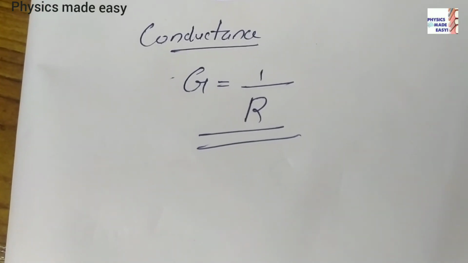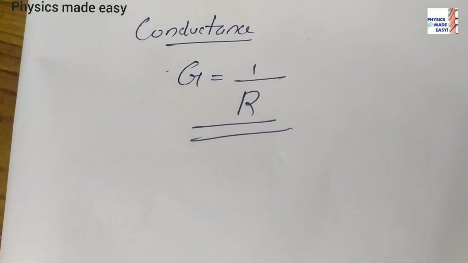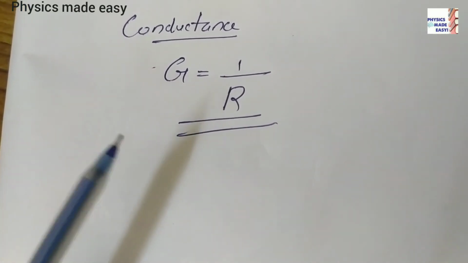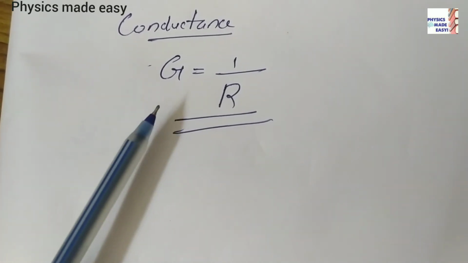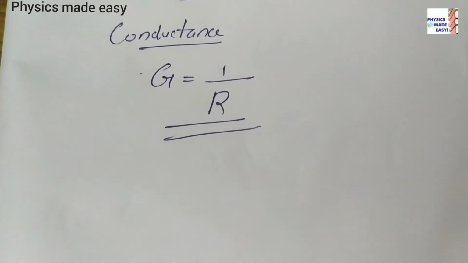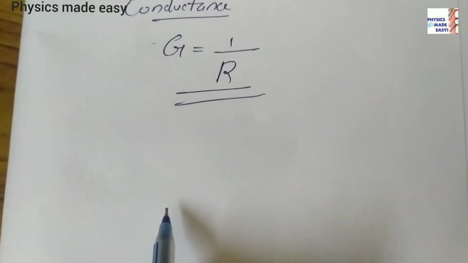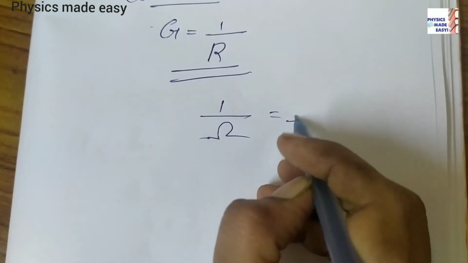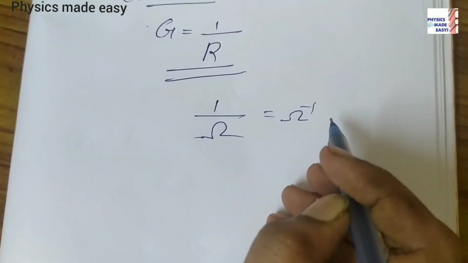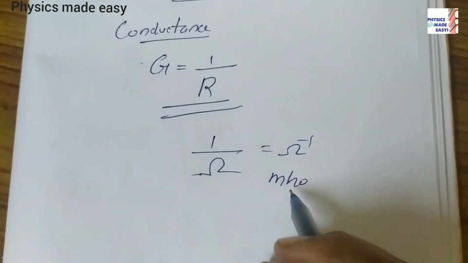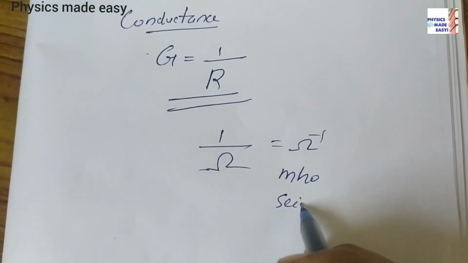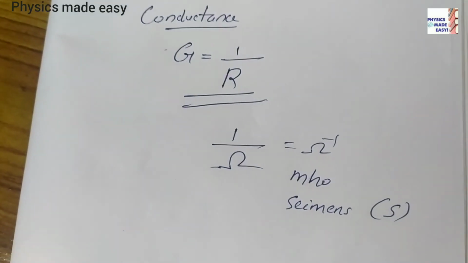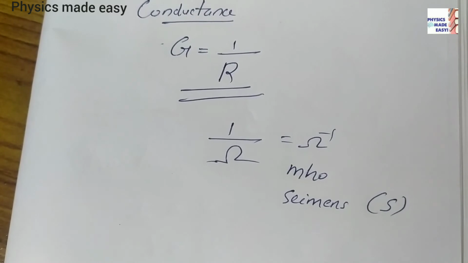Conductance. The conductance of a conductor is the ease with which electric charges flow through it. From that we can say conductance is equal to the reciprocal of its resistance. So we can write G is equal to 1 by R. Then what is the SI unit of this conductance? You know 1 by R, and the unit of resistance is ohm. Then we can write this as ohm inverse, or mho, or another unit, Siemens, denoted by S. This is the SI unit of conductance.